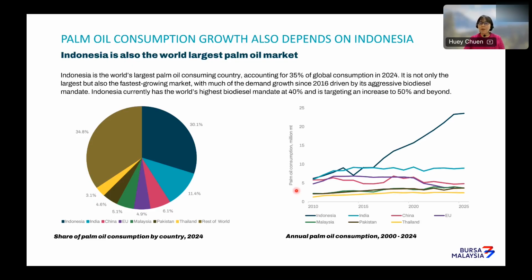And what drives the Indonesia consumption? It is driven mainly by their biodiesel mandate. They have had a very aggressive biodiesel mandate since 2016. They started at about 5%. Today, they have a 40% biodiesel mandate, which means the diesel selling at the pump is actually blended with 40% palm oil. They use the palm oil to produce a methyl ester, which has similar characteristics to diesel. They blend it together, and this is sold at the pump at 40% blending.